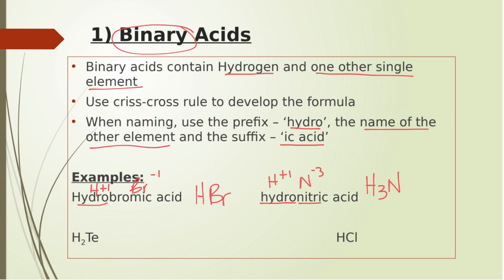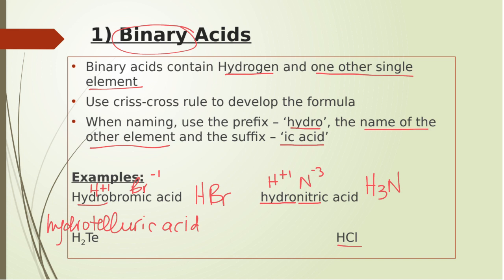Here is a formula, H2Te. So this is binary, right? Hydrogen, and then tellurium is the other element. And so the naming is always the same. We're going to call this hydro, and then we're going to state the name. So tellurium, we're going to take off a few letters. We're going to call it telluric acid, hydrotelluric acid.